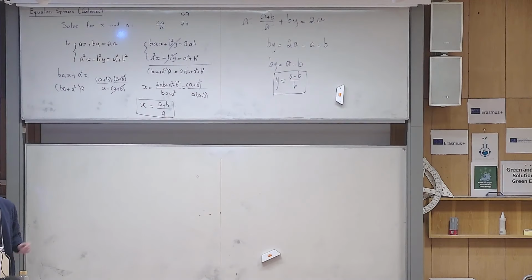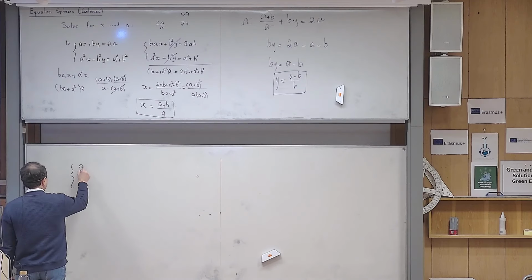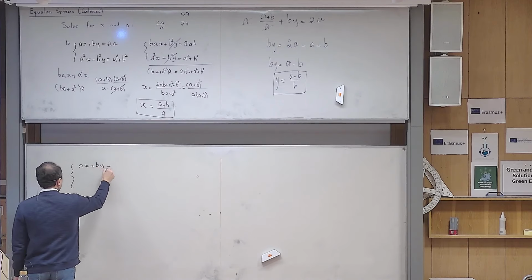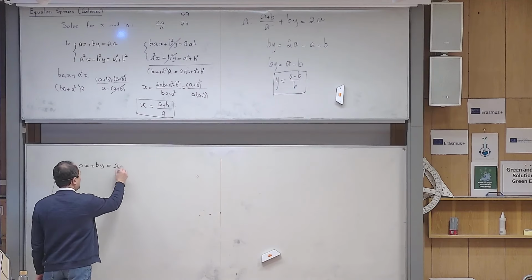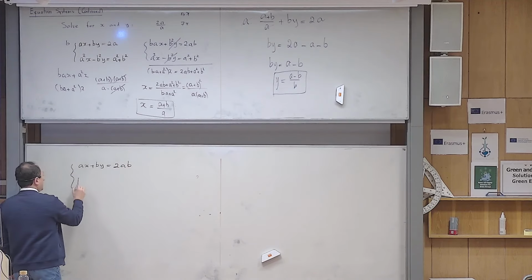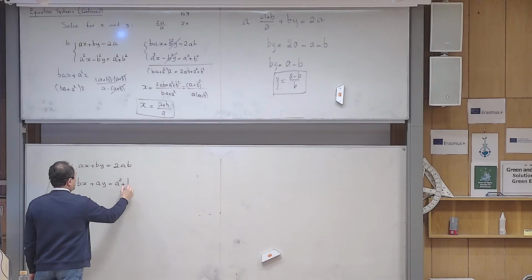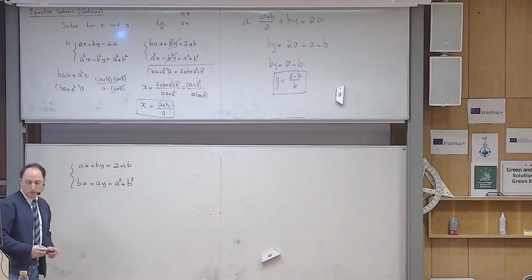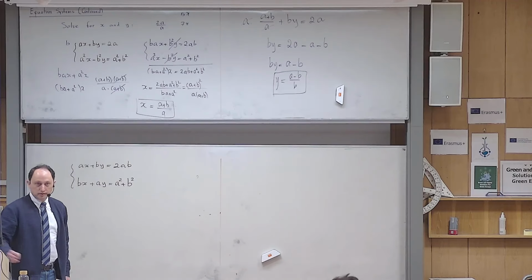Okay, I want you to solve this. The topic is the same. You want to solve for x and y. So ax plus by is equal to 2ab, and bx plus ay is equal to a squared plus b squared. I want you to solve for x and y. Okay? Okay, could you solve it?